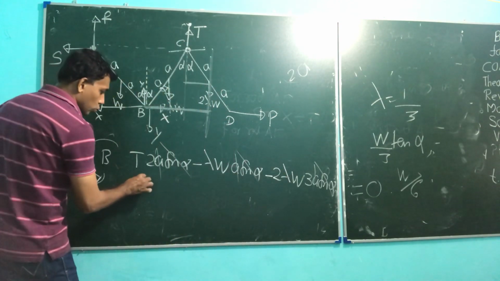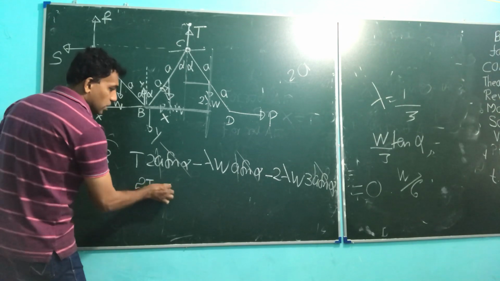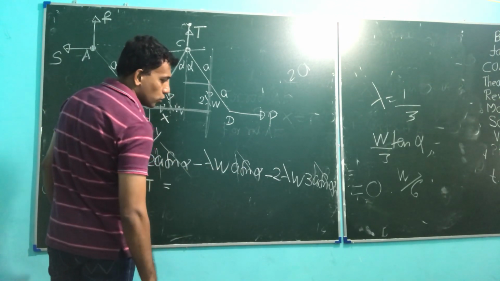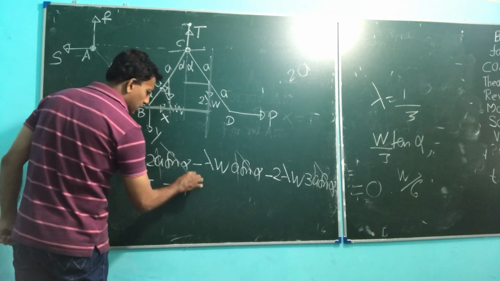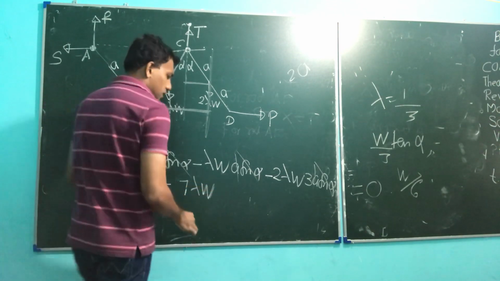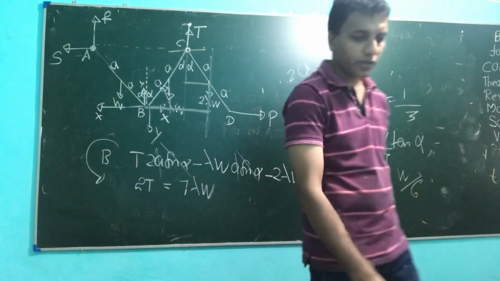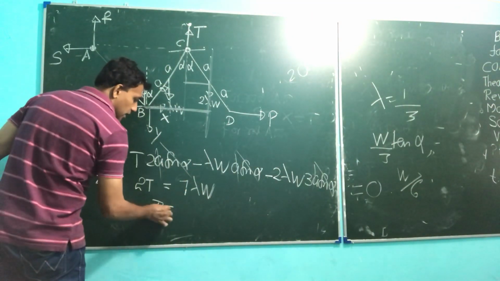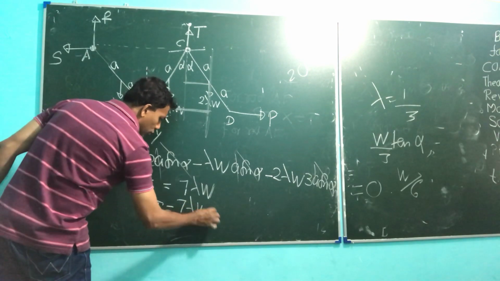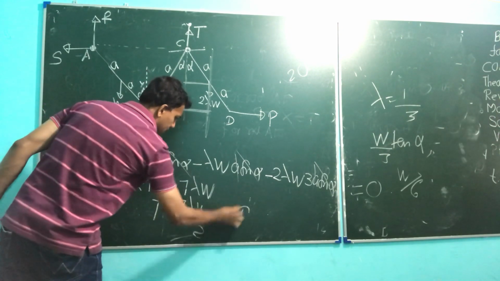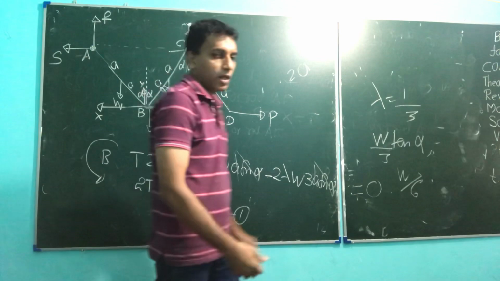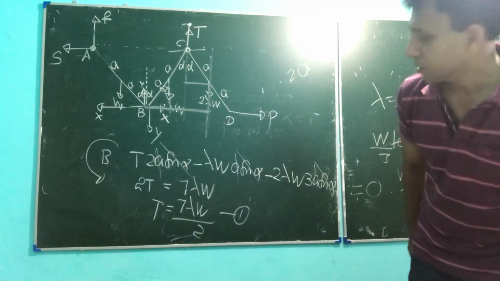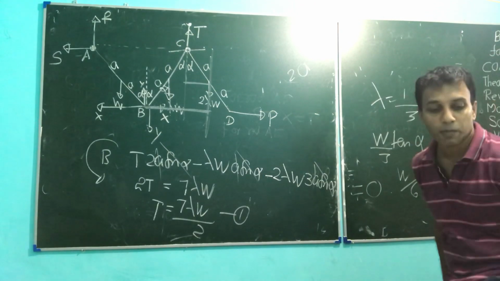Therefore 2T equals 7 lambda W. Therefore T is 7 lambda W over 2, right? This is your first equation. This is T, right? T equals 7 lambda W by 2.